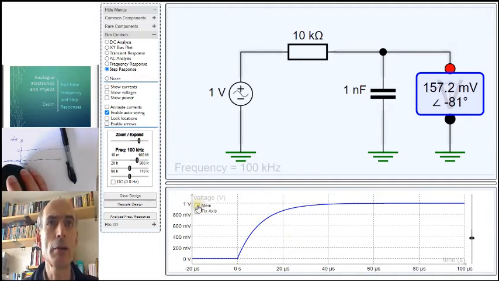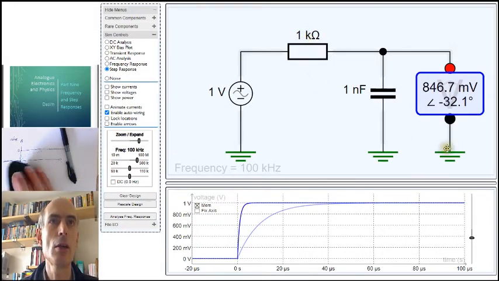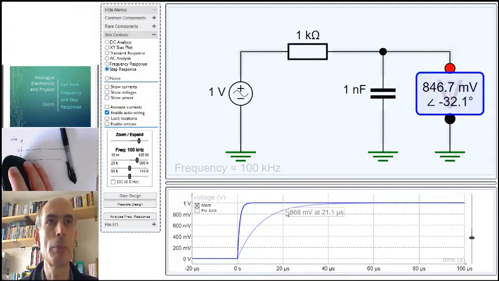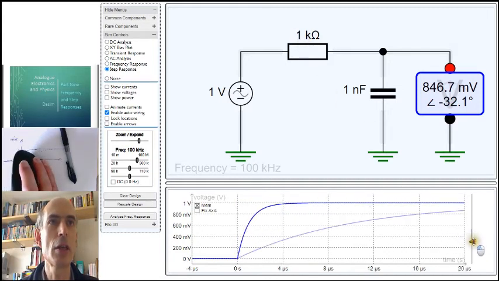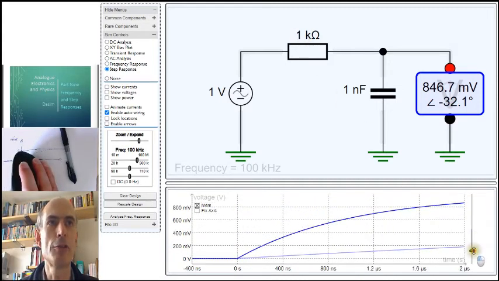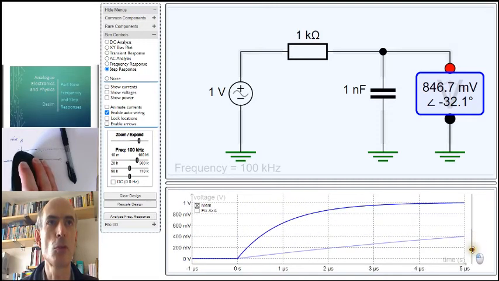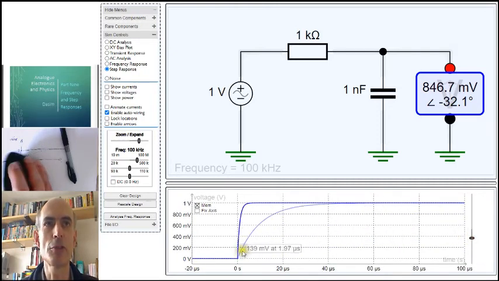Once again, we have a memory button so that we could change this 10K to a 1K and see what effect the value of that resistor has. The light blue curve here was the value of the step response when the resistor was 10K. The dark blue is its current value with a 1K resistor, and you can see that the shape of the curves is similar, it's just that one is happening much faster than the other one.